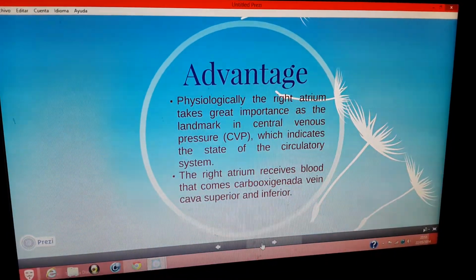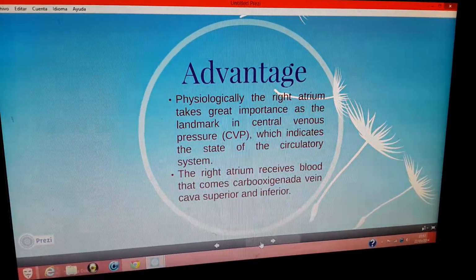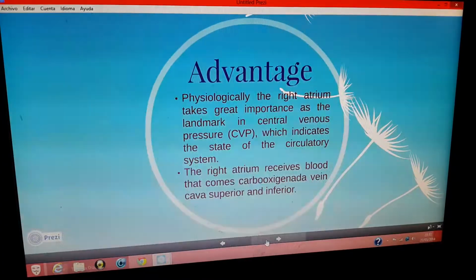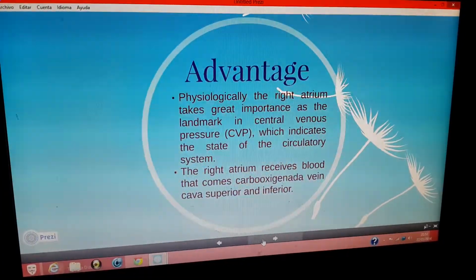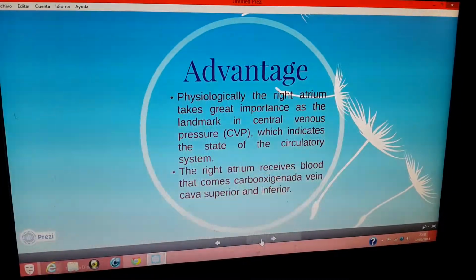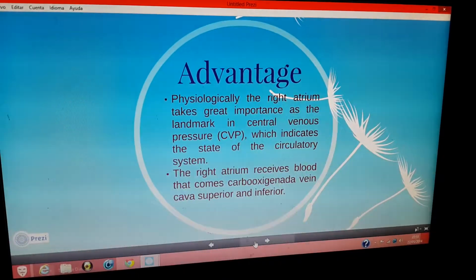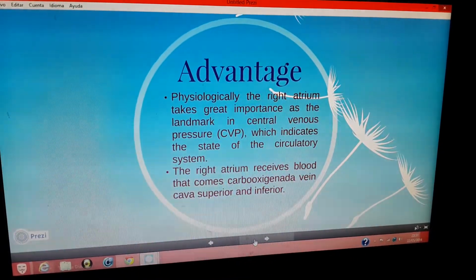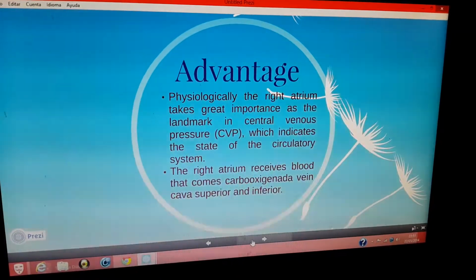Advantage. Physiologically, the right atrium is of great importance as a landmark for central venous pressure, which indicates the state of the circulatory system. The right atrium receives blood that comes from the superior and inferior vena cava.